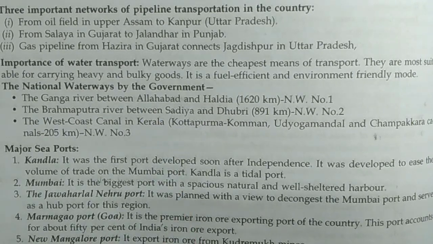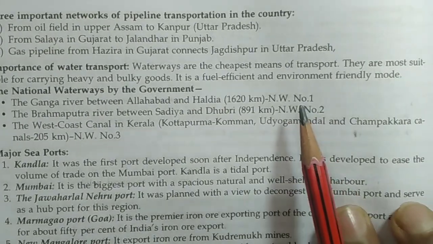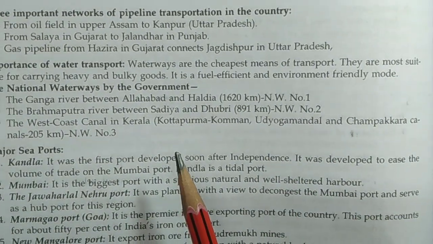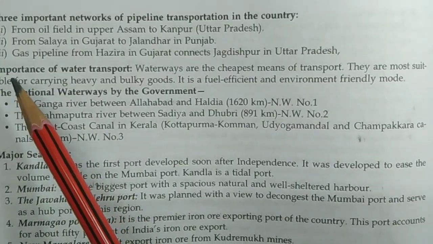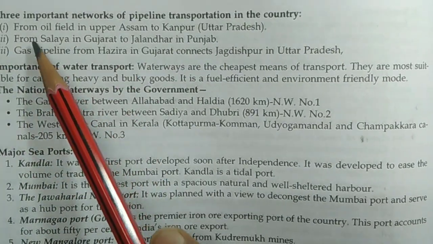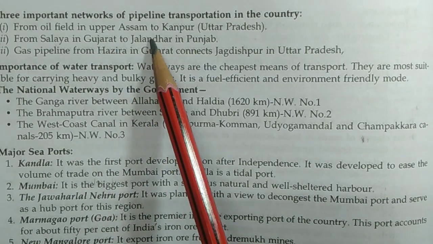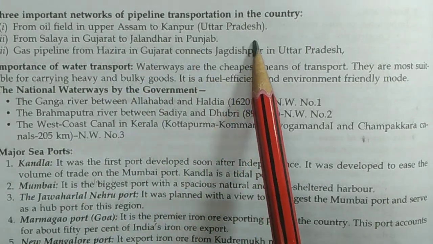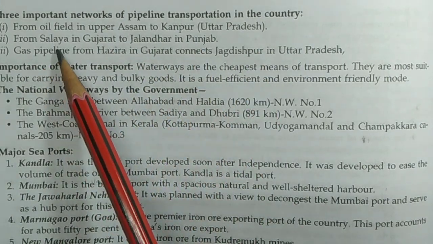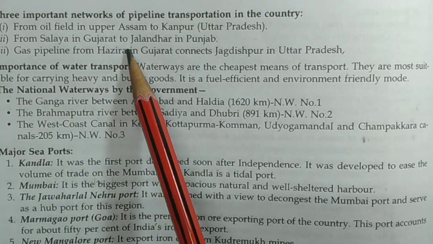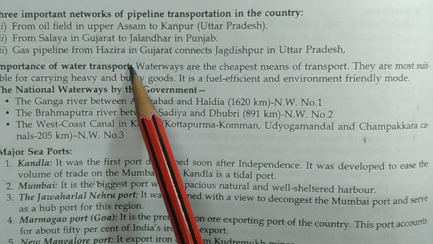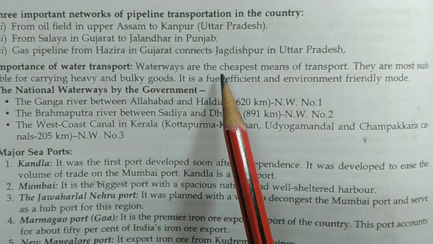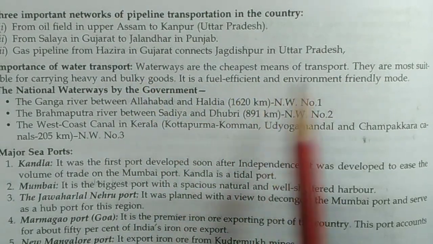Three important networks of pipeline transportation in the country. So what is number one? We can see here, from the oil field in Upper Assam to Kanpur in Uttar Pradesh. Second, from Salaya in Gujarat to Jalandhar in Punjab. Third, gas pipelines from Hazira in Gujarat connect to Jagdishpur in Uttar Pradesh.